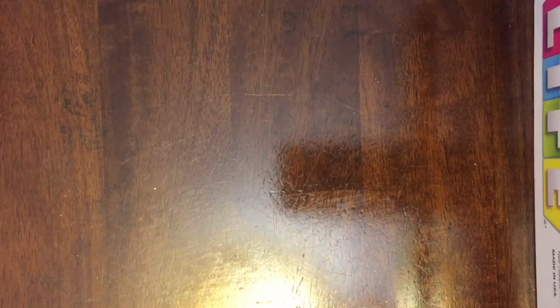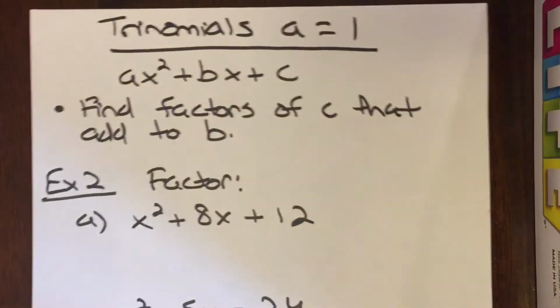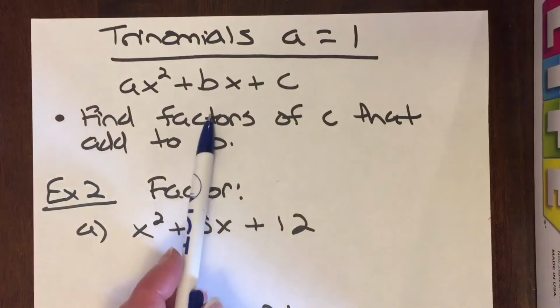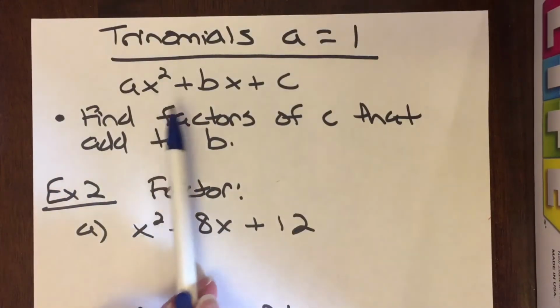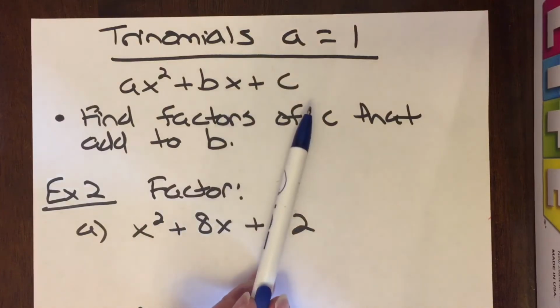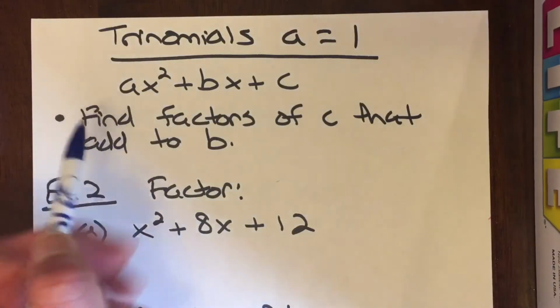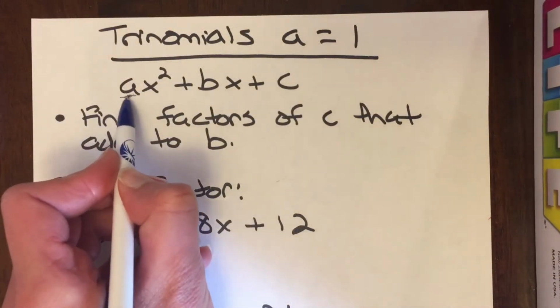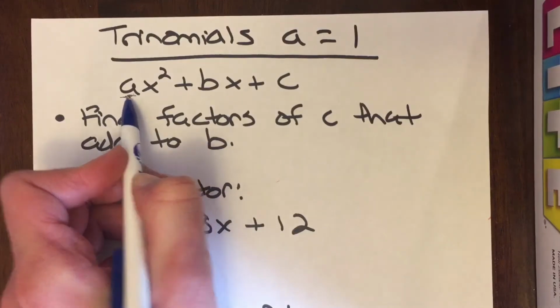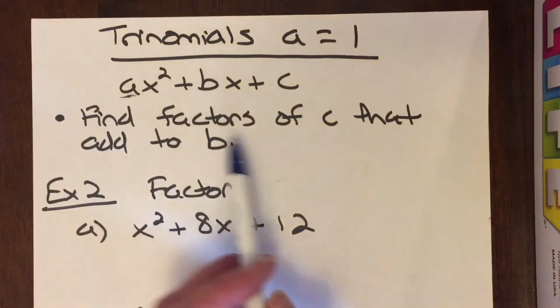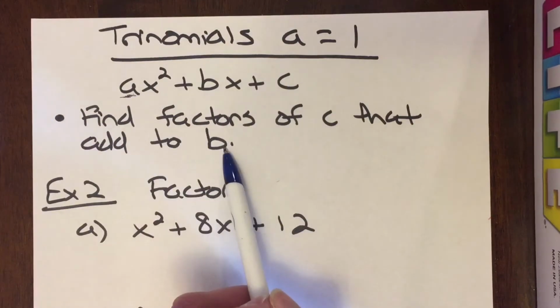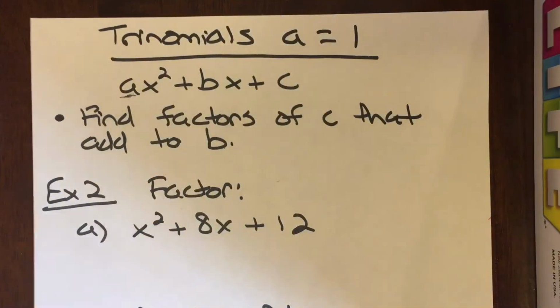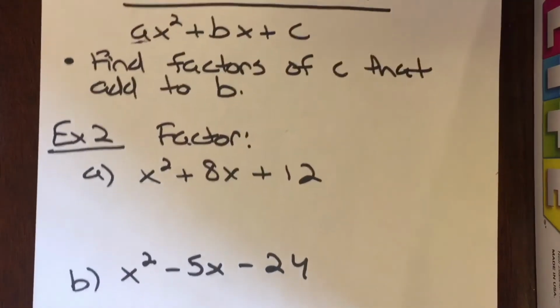Now we're going to review trinomials when a equals 1. In other words, when the a value is 1. So just as a reminder, our trinomials are going to be in this form, ax squared plus bx plus c. So if your a is 1, so in other words, there won't really be a number there because it's an invisible 1, all you have to do is find factors of c, or your last term, that add to b, or your middle term. So we'll do a couple of examples to refresh you on that.